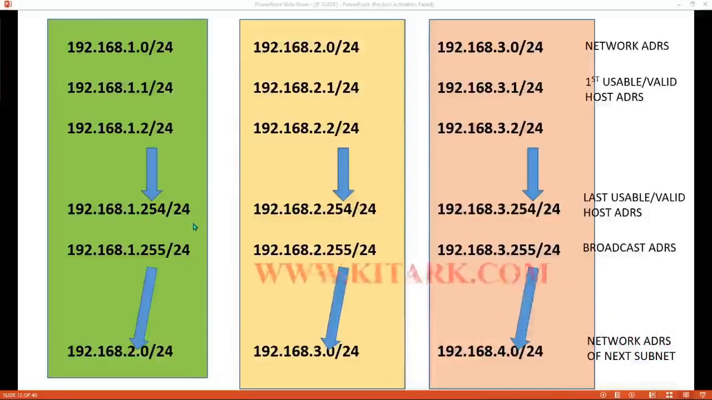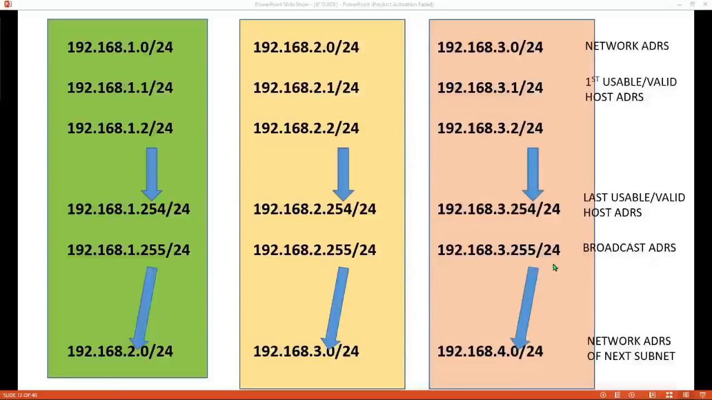So for the IP calculation, you should know certain things. The first address here, 192.168.1.0/24, is considered as the network address. For the other subnets like 192.168.2.0 or 3.0, all these are network addresses, the first address of the subnet or network. Okay. And the last address of the subnet or network is considered as the broadcast address, which means 192.168.1.255 or 2.255 or 3.255. All these are considered as broadcast addresses for class C. Okay. Since it's /24, we can consider this 255 as the broadcast address.